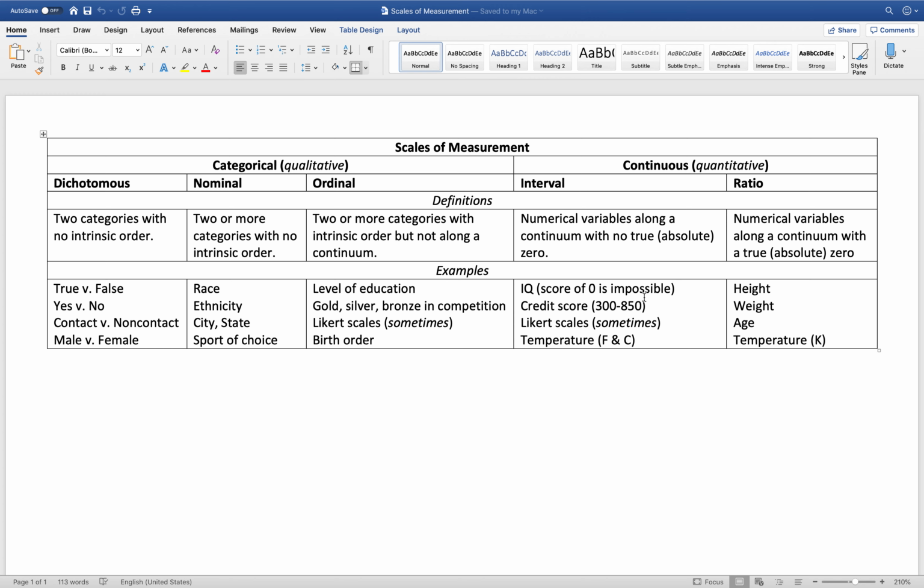Same thing with credit score here. The lowest credit score you can have is 300. Hopefully that's not your credit score. Hopefully it's closer to 850. But again, even though the difference between 300 and 400 is the same as the difference between 400 and 500, there is no absolute zero, thereby making it an interval measure and not a ratio measure, which we'll get to in a little bit.